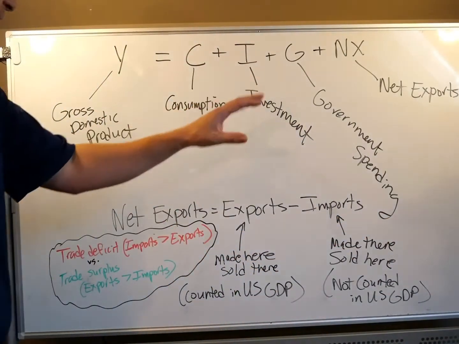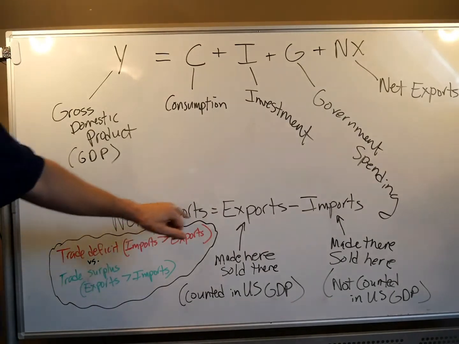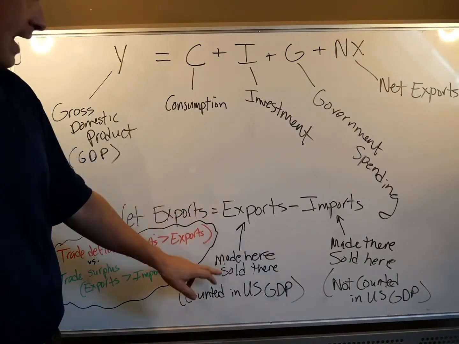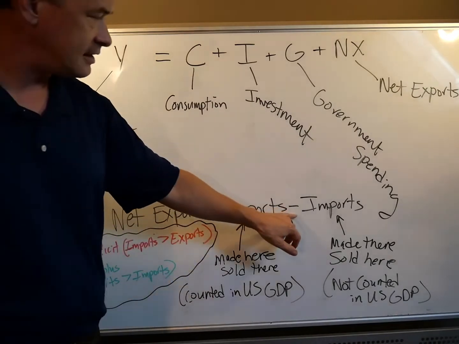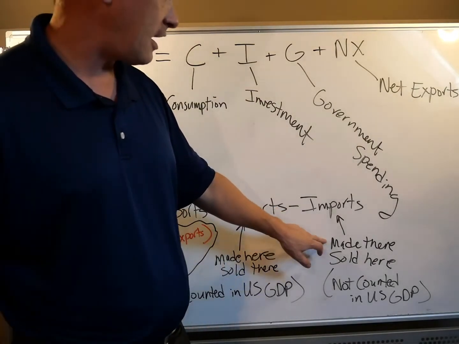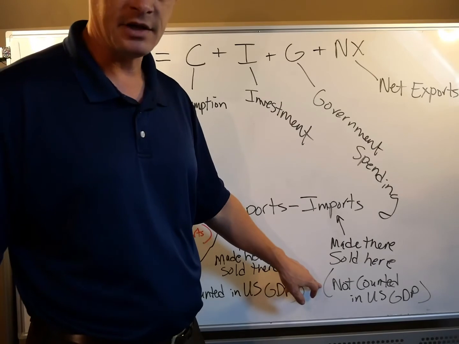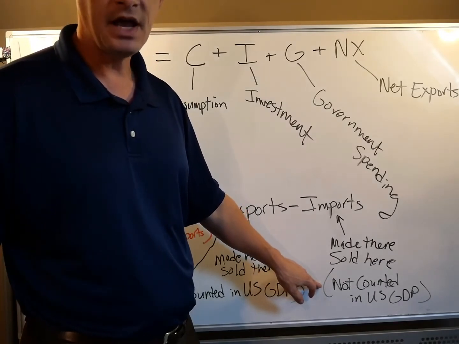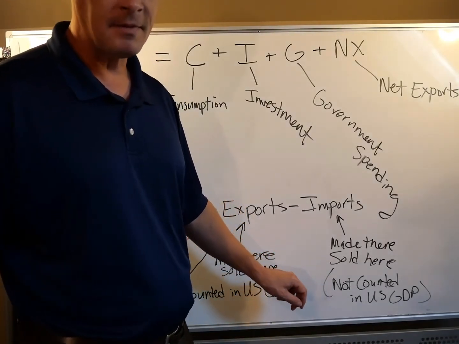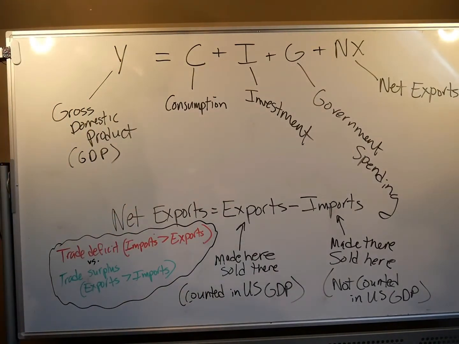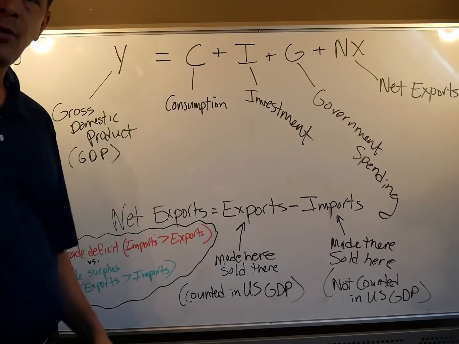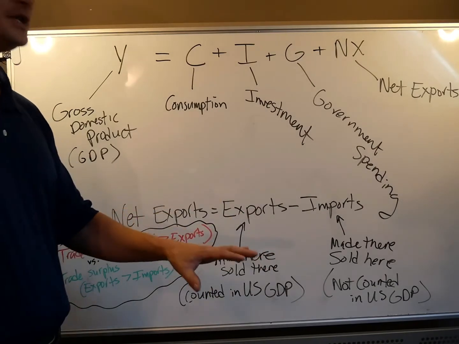So net exports are exports, stuff made here, sold there, counted in GDP, minus imports, made there and sold here, not counted in US GDP. You're going to need to give yourself some reps on that. Make sure you do the reading on that one, just to make sure you have that straight. Exports made here count in GDP. Imports made there do not count in GDP.